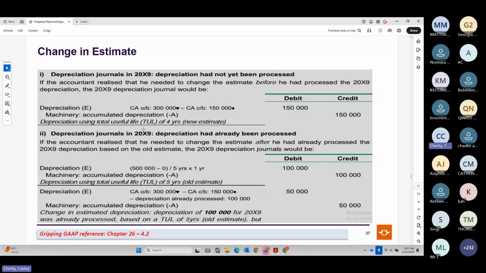Depreciation using the total useful life of 4 years. So this is based on the new estimate. The accountant knew that the useful life was changing. So this is the depreciation journals. Now, if in 20x9 depreciation had already been processed by the accountant using the old method based on the old estimates, we then will need to see what the new depreciation is based on the new estimates and record the difference.